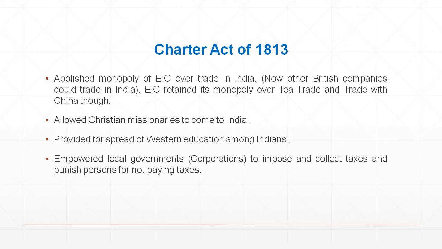The Indian trade was thrown open to all the British merchants, so anyone else hailing from Britain who was a merchant could now trade in India and not necessarily the East India Company. However, it continued the monopoly of the company over trade in tea and trade with China. So the company still retained its monopoly over trade when it comes to two things, that is tea, that is chai, and trade with China.